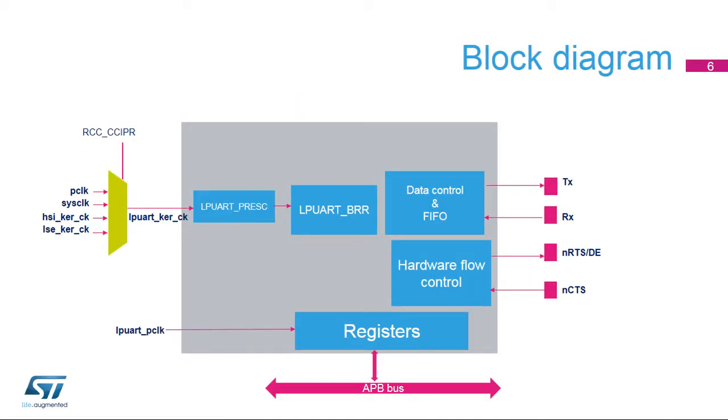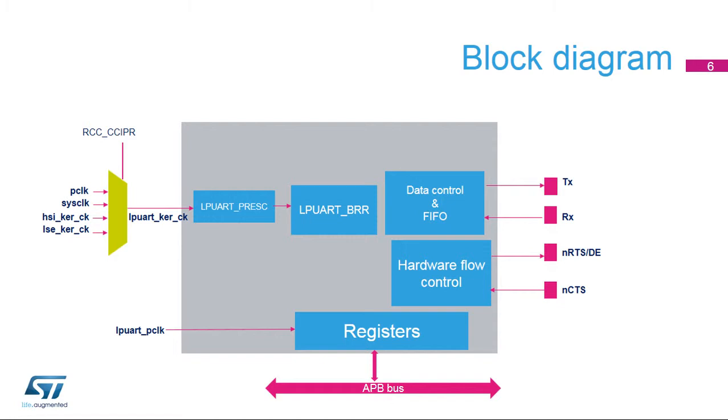Here is the LPUART block diagram. The LPUART clock, LPUART KERCK, can be selected from several sources: peripheral clock or APB clock, the system clock, the high-speed internal oscillator or HSI-16, or the low-speed external 32.768 kHz crystal oscillator or LSE.